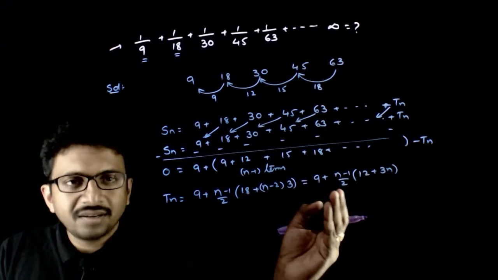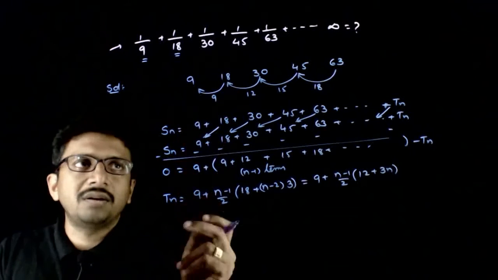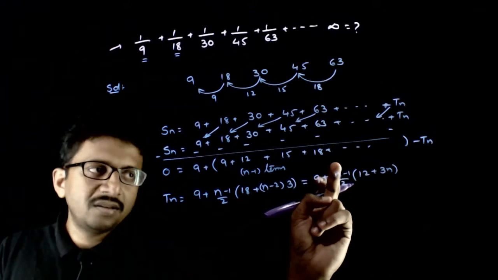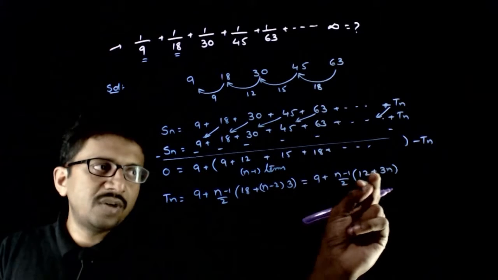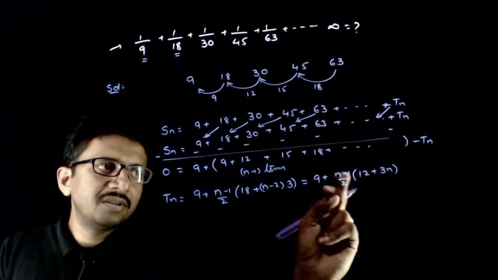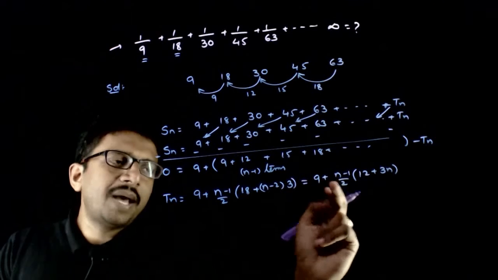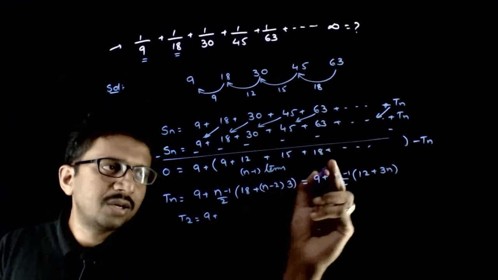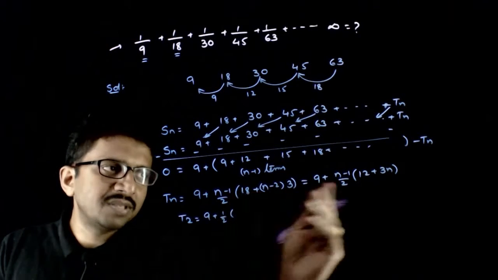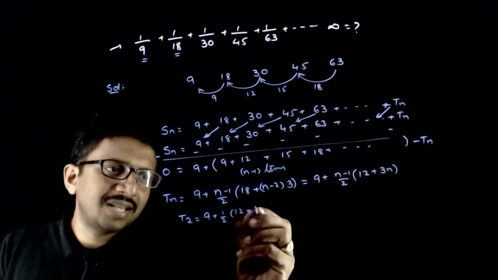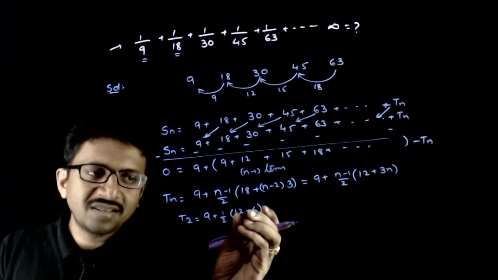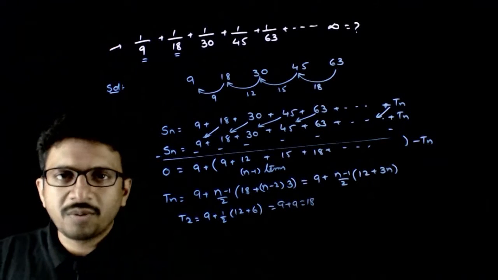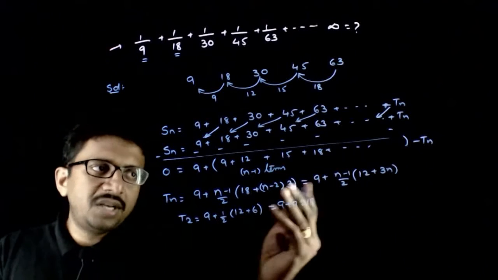Before going further, let us check whether this is working or not. For n equal to 1, you have 9. For n equal to 2, you have 9 plus 2 minus 1 by 2, which is 1 by 2 times 12 plus 6. So 12 plus 6 is 18, by 2 is 9. So you have 9 plus 9 which is equal to 18. So there is no problem about it. This is right. So Tn is equal to this.